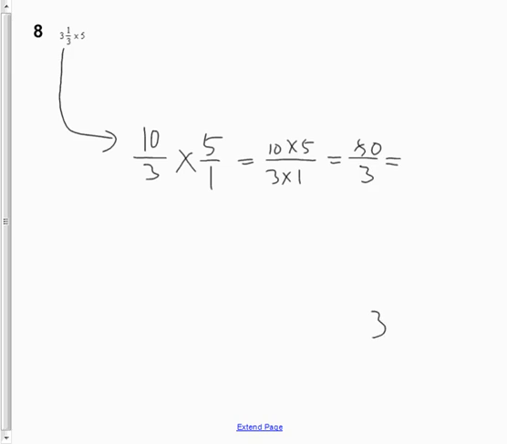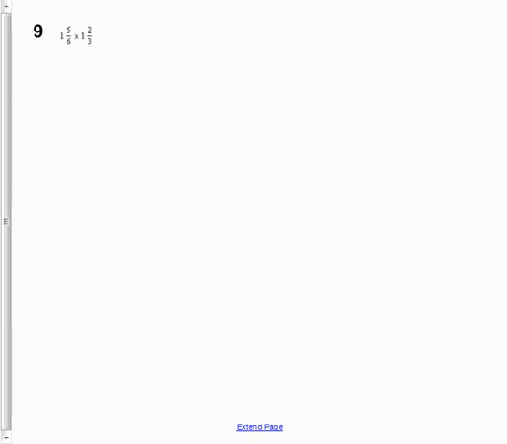3 times 18. Did I make a mistake there? Sorry, 3 times 16, excuse me. 3 times 16 is 48, which means you have just enough to make 16 whole numbers with 2 left over. So your final answer is 16 2/3.